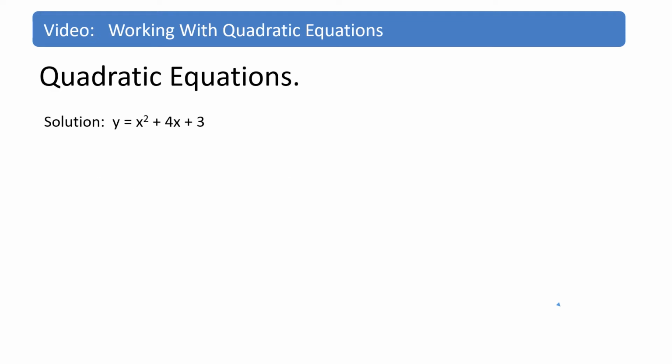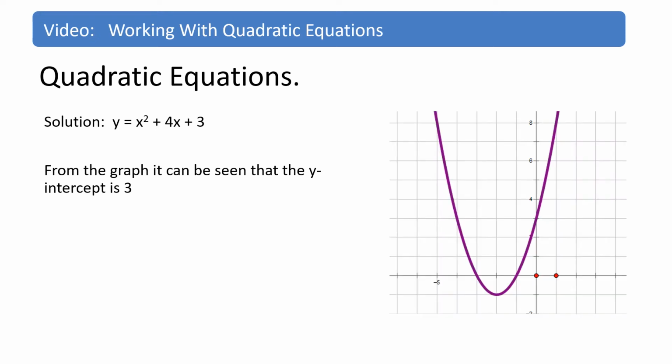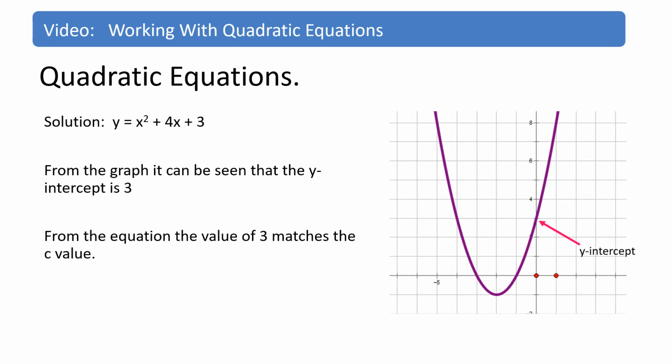Now, we take this equation y equals x squared plus 4x plus 3. From the graph, it can be seen that the y-intercept is 3. From the equation, the value of 3 matches the c value. Therefore, the value of c represents the y-intercept.